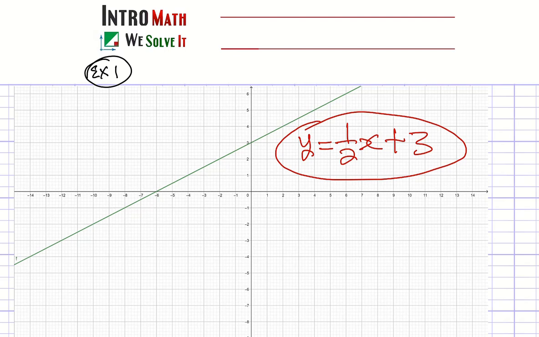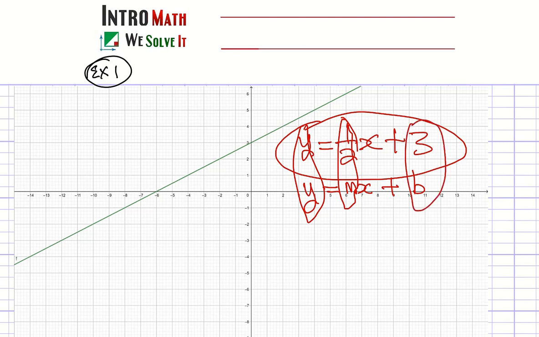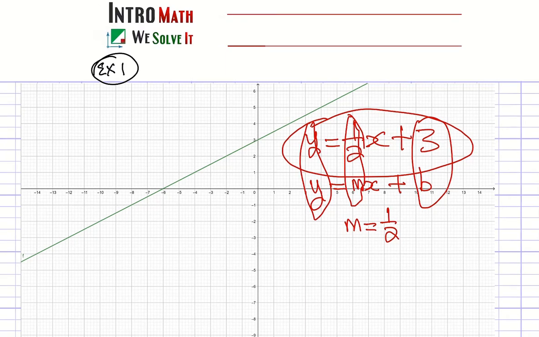So the slope-intercept form is like this. Remember, it's m times x plus b. Now if you compare it to the slope-intercept form, you see y, and right there is m and right there is b. So basically you have m equals one half. The equation of this line is already written in slope-intercept form. That's the way it was written.